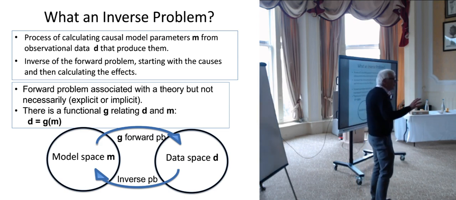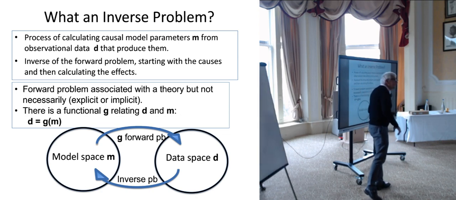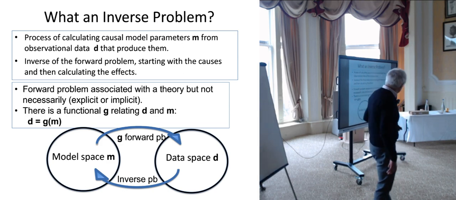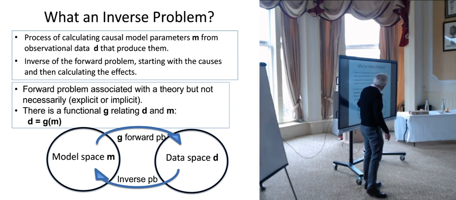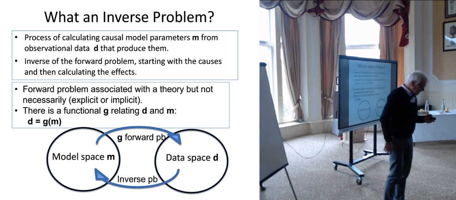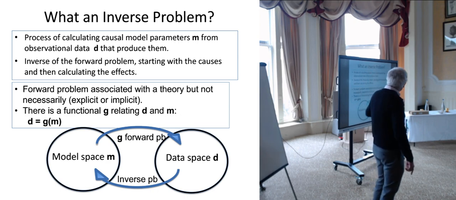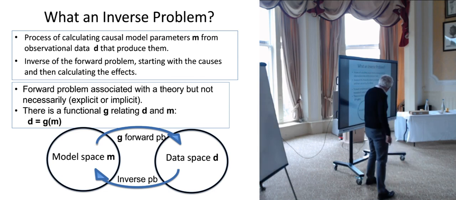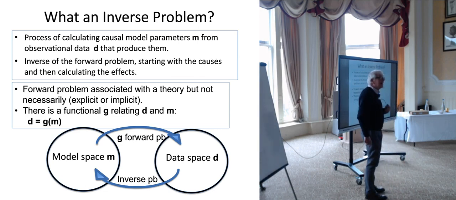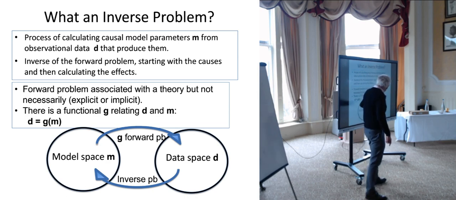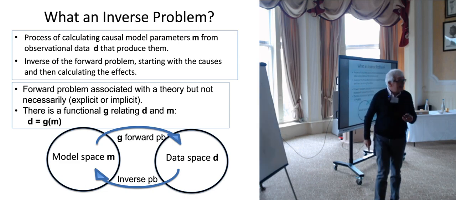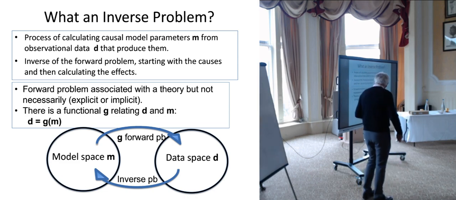And so we have two spaces. I put them disconnected, but they can have some overlap. So we have the model space and the data space, and it is what we usually use in inverse problem theory. The forward problem will relate the model space to the data space, and in the inverse problem, we try to get an estimate of the model space parameters by trying to invert the operator G, the functional G.